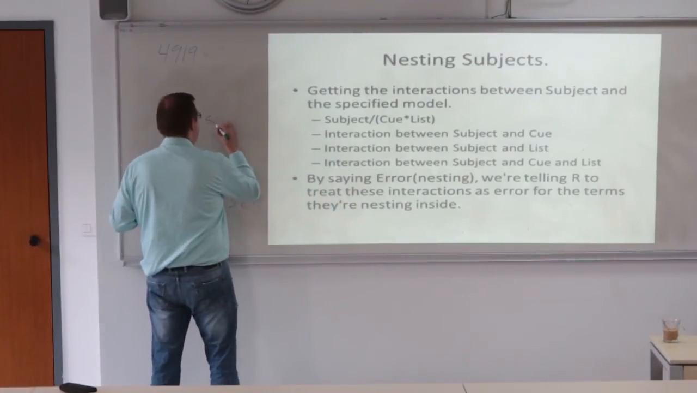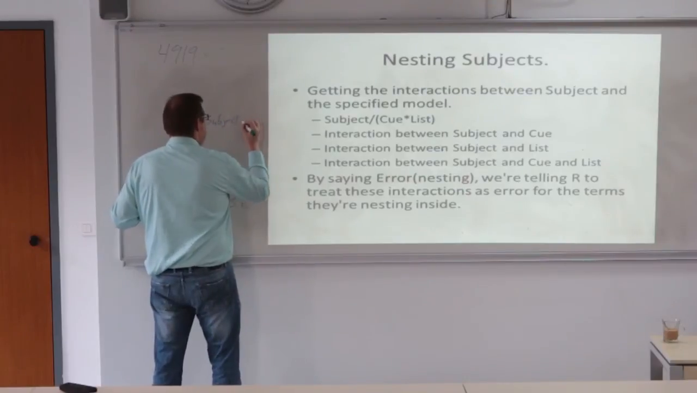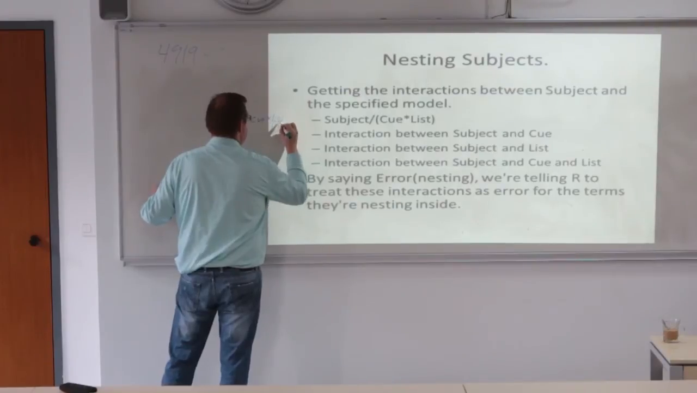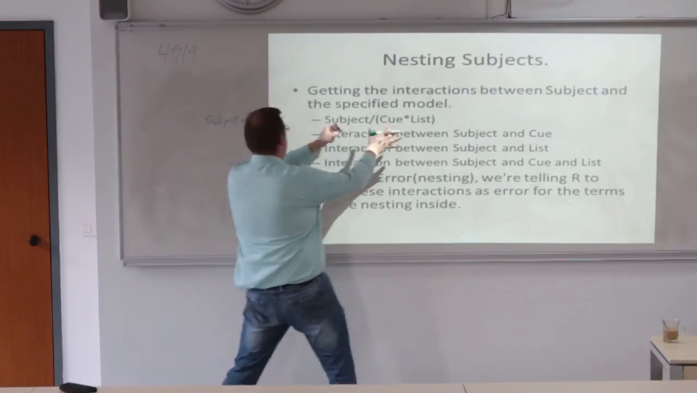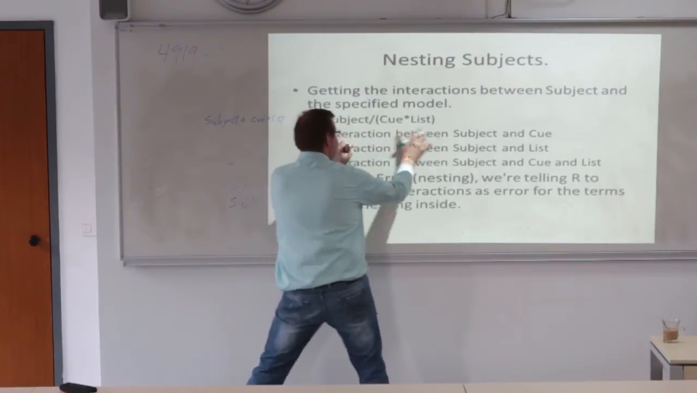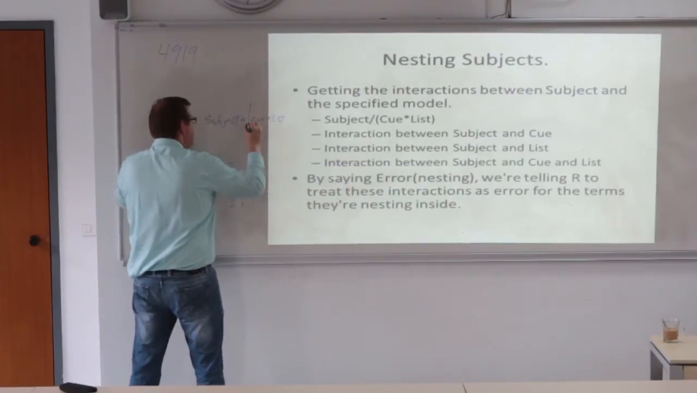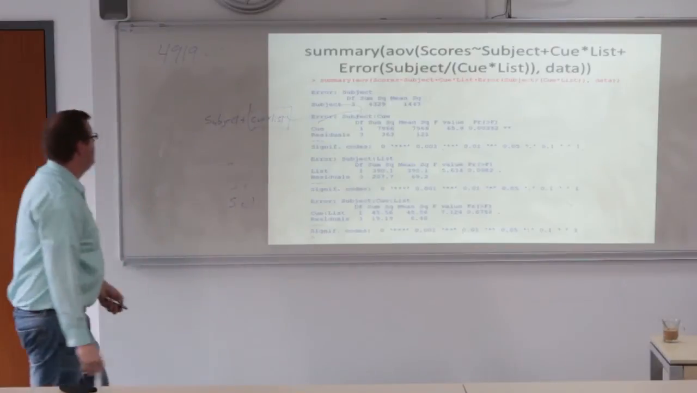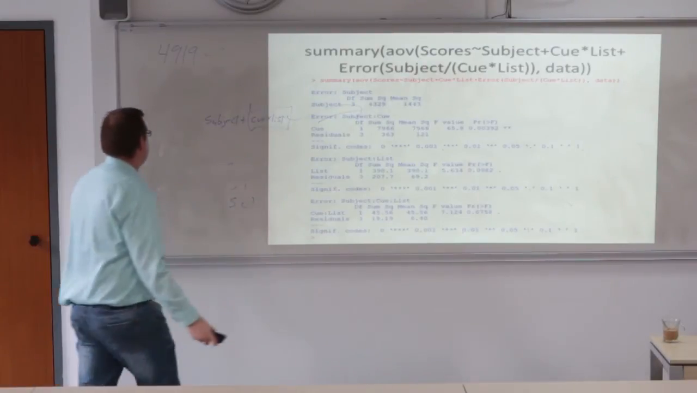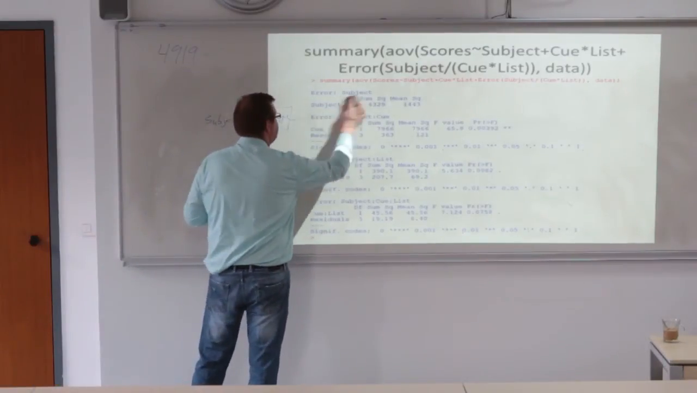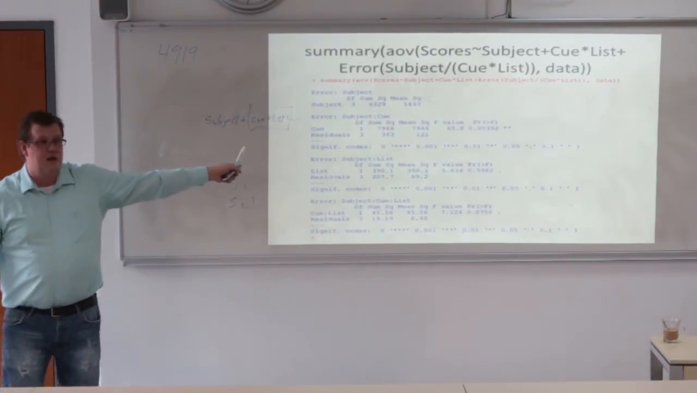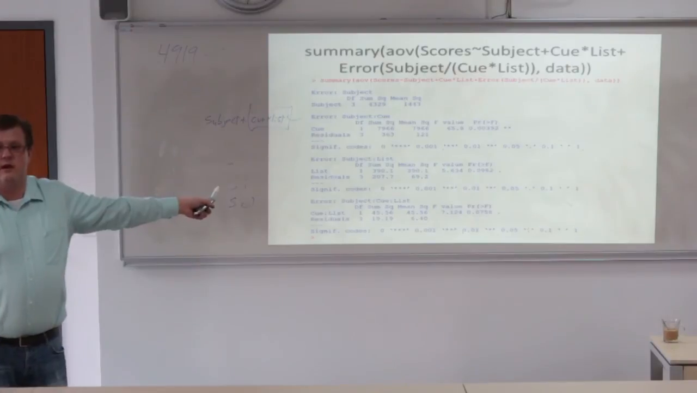So we had subject plus Q times list to compare against with these interactions. So this will compare this part to that. And we get this. Notice, we don't have anything to compare subject against here, but we do have residuals for each of our factors and their interaction.